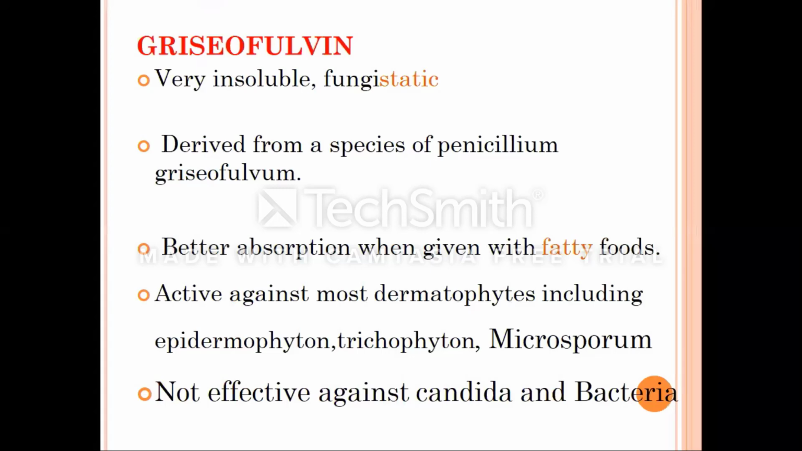Griseofulvin is a very insoluble drug. It is not soluble in water. It is a fungistatic drug derived from another fungus, Penicillium griseofulvum. Being less soluble in water, it has to be administered with a fatty meal, which induces formation of micelles, and along with the micelles the drug gets absorbed. It is active against most types of dermatophytic infection: Epidermophyton, Trichophyton, Microsporum.